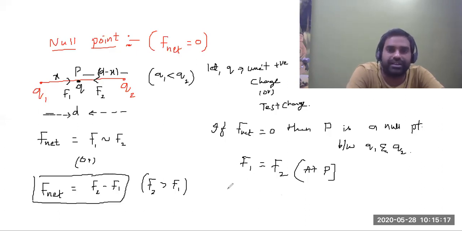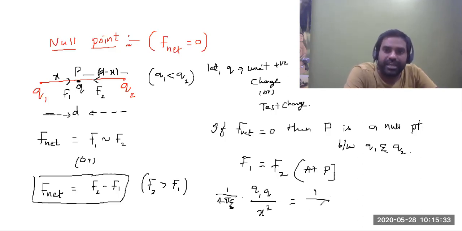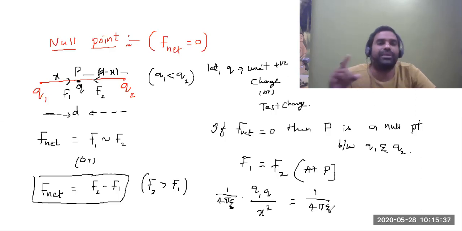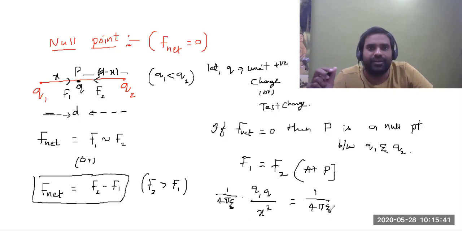We know that F1 can be calculated as 1 by 4 pi epsilon naught into Q1 Q by R square, which is X square. F1 is the interaction force between Q and Q1, and F2 is the interaction force between Q and Q2. And one more thing, students, if the medium is not mentioned between the charges, you take it as air. Unless and until the medium is mentioned, you have to take it as air only, right?